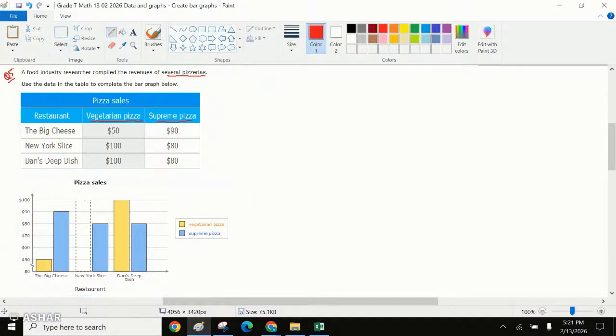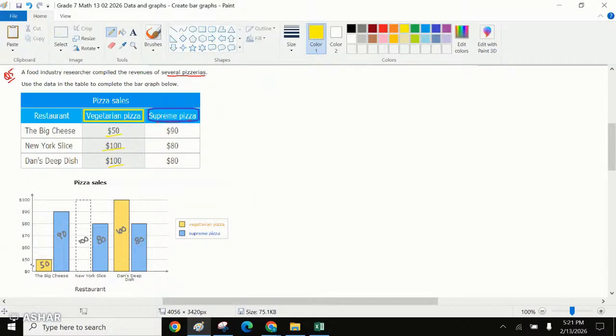So in this particular case, we know that the vegetarian pizza sales and the supreme pizza sales are given over here. So the Big Cheese, the sales was 50, 100 and 100. This was 50, this should be 100 and this should be 100, right? Whereas supreme was 90, 80 and 80.